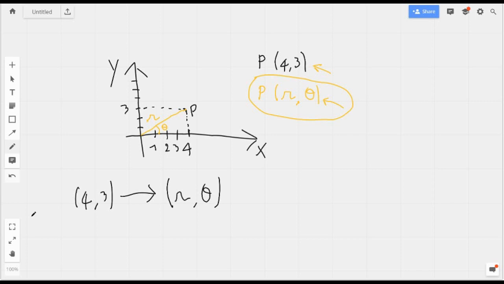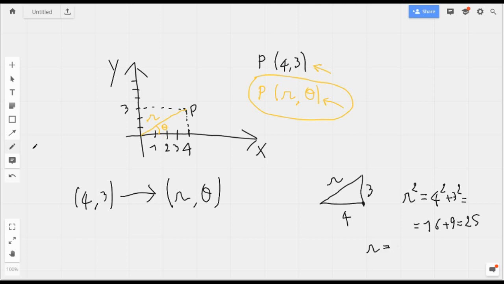So to find R, as you can see here, I will draw again that our point is moved, let's say, by 4 units along the x-axis and by 3 units along the y-axis. As you can see, R corresponds to the hypotenuse of a right triangle. So that means we can calculate R by using Pythagoras. So we can say that R squared is equal to 4 squared plus 3 squared, which is equal to 16 plus 9. So if we take the square root, we get that R is equal to 5. So now we got the value of R.